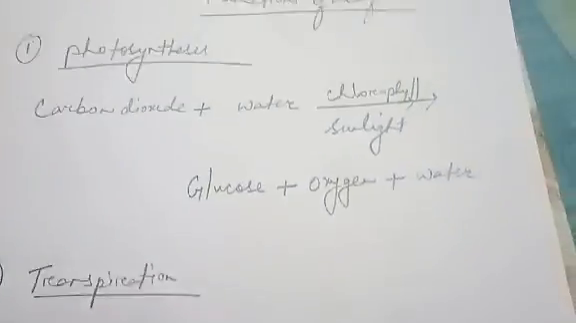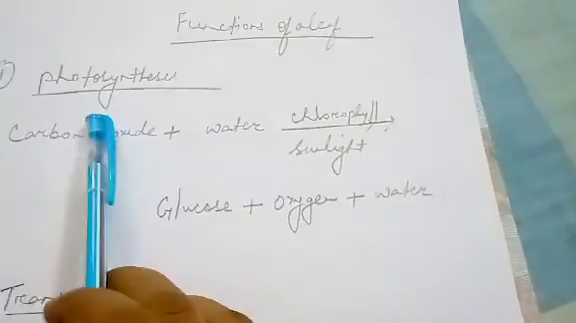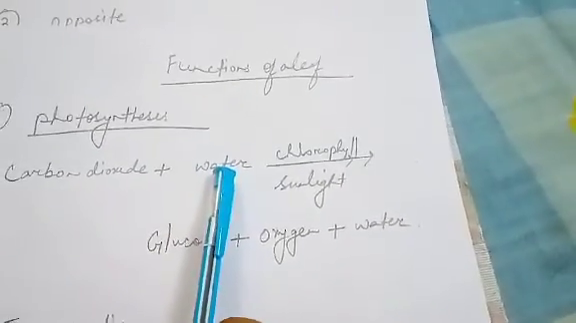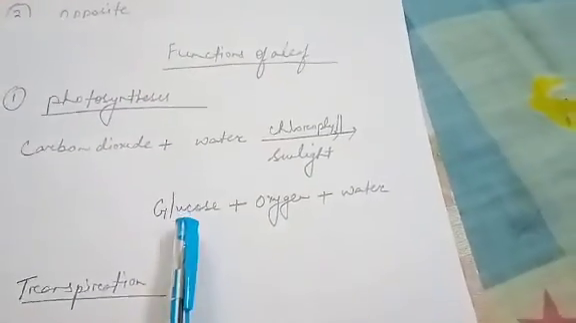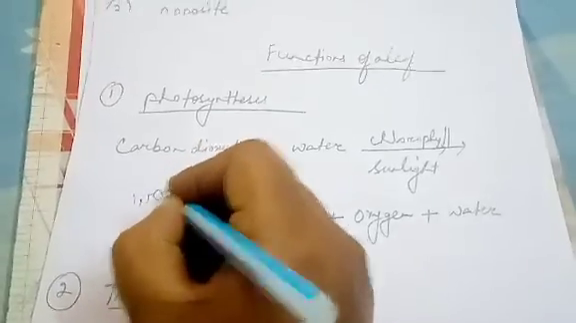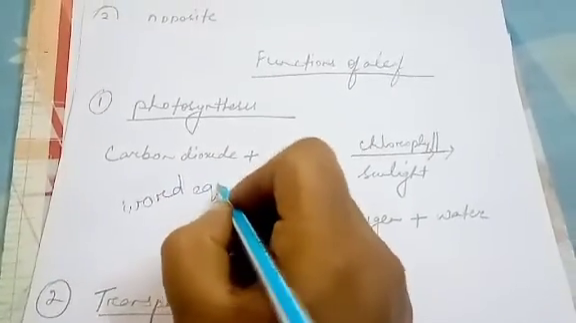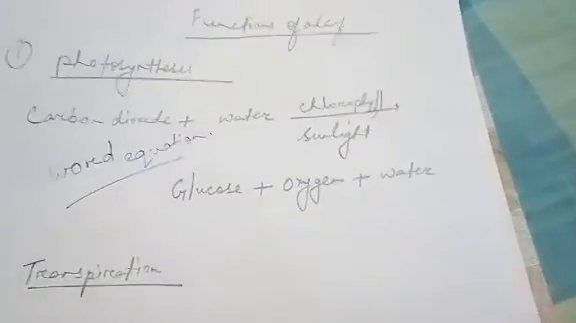Coming to the next topic, that is functions of leaf. First point is photosynthesis. All of you know that, children, that photosynthesis is the process by which green leaves prepare their food by the help of carbon dioxide, water, in the presence of sunlight, and chlorophyll is already present in the leaf to give rise to glucose, release oxygen and water. This is the word equation for the process of photosynthesis. Let me write down here, children. This is the word equation. You may be asked in the exam to write down the word equation for the process of photosynthesis.